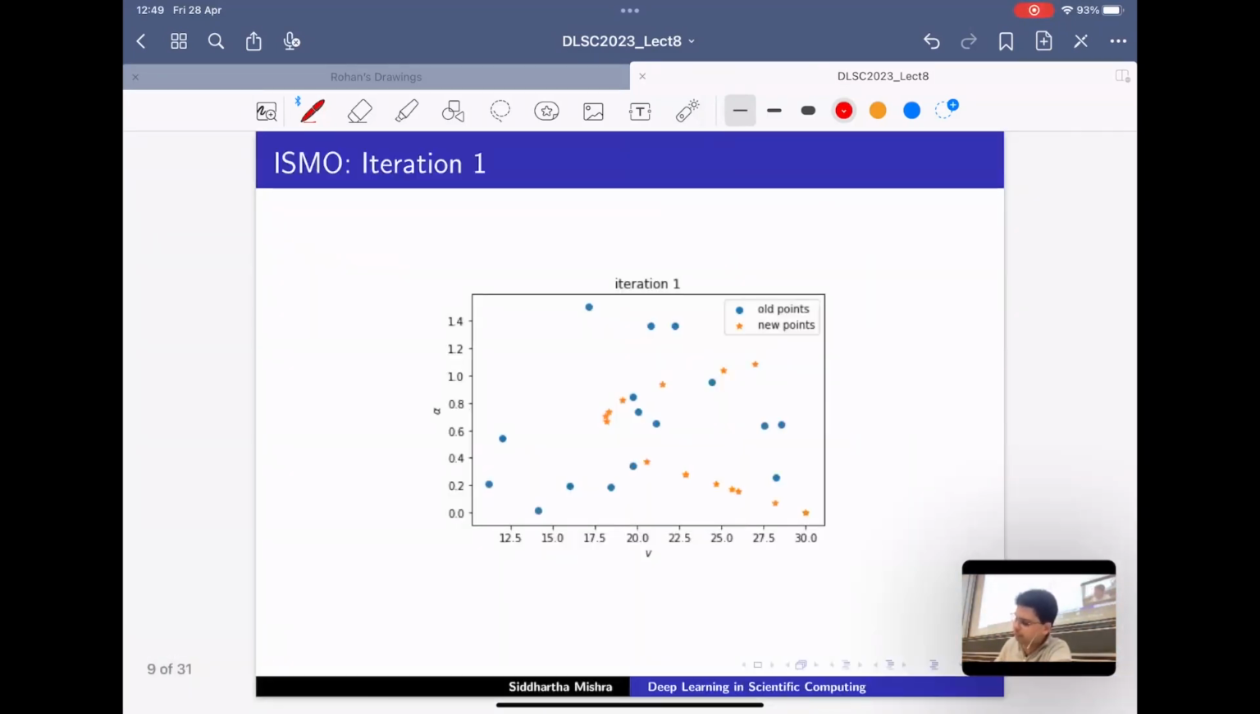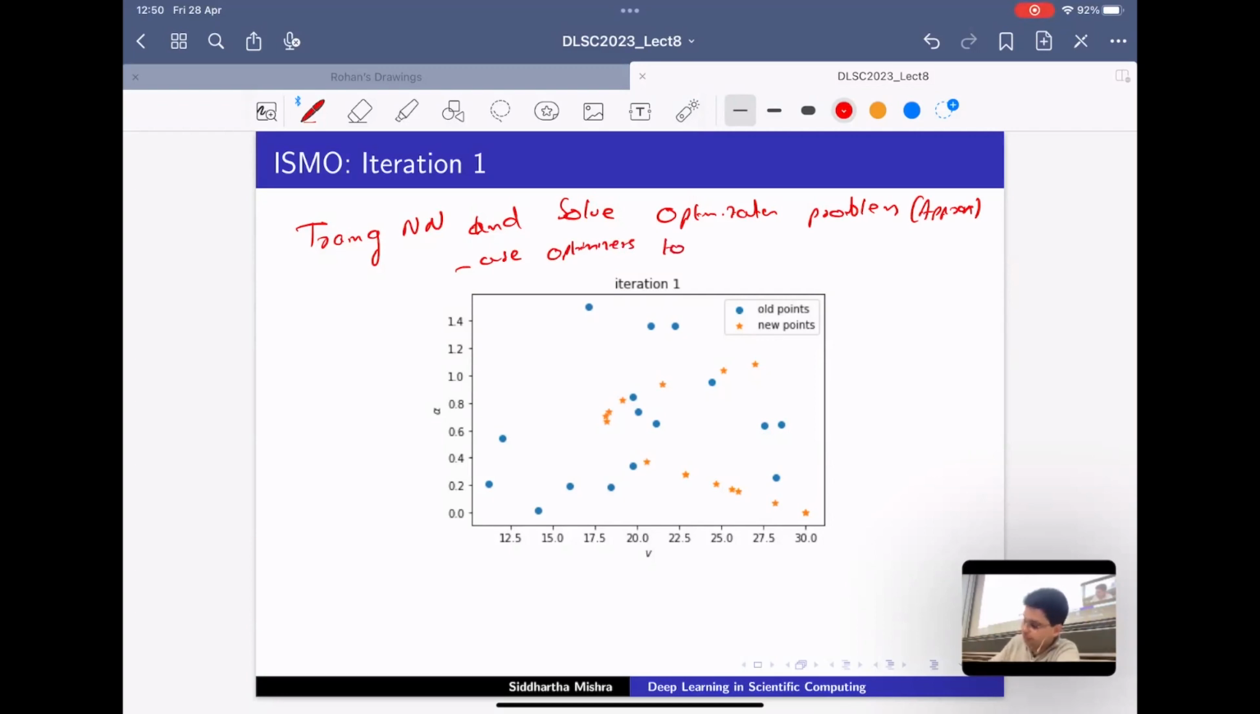So what we are going to do now, in this case, because it's a very simple problem, one iteration is enough. So what you do is, train your neural network, train NN, and solve the optimization problem. And then use the optimizers. This is, of course, approximate, right? Because it's a very bad situation. And use the optimizers as training points in the next iteration.